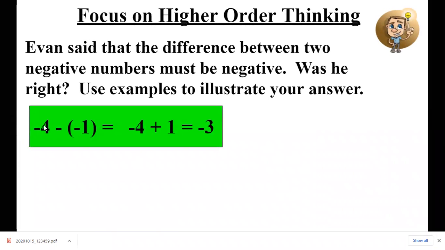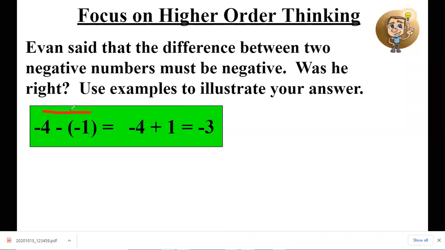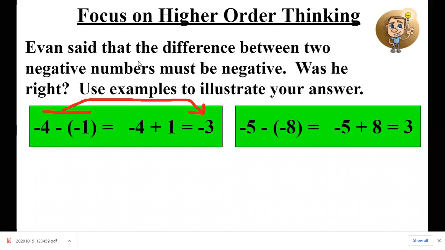Here we are subtracting two negative numbers. -4 minus -1, that's going to equal -4 plus +1, which gives us a negative answer of -3. So in this case, that worked. Two negative numbers here resulted in a negative answer. Is that always true though?